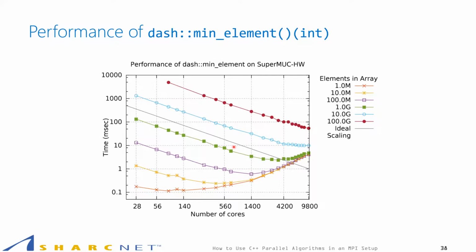The gray line here is the ideal scaling. And you can see as the number of elements increases, it gets better scaling.